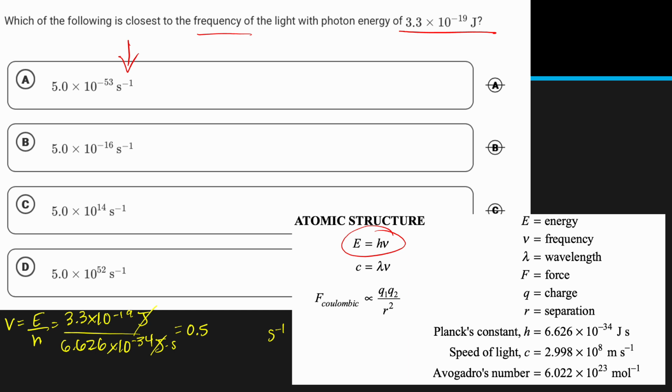So I'm going to bring times 10 to the negative 34th to the numerator. So now essentially I have times 10 to the negative 19th multiplied by 10 to the positive 34th. And when I am multiplying exponents, I'm actually adding them. So positive 34 minus 19 is going to give me times 10 to the 15th. Well, this is clearly not in scientific notation, so I need to change that. So my final answer would be 5.0 times 10 to the 14th seconds to the negative first, which means my answer is C.